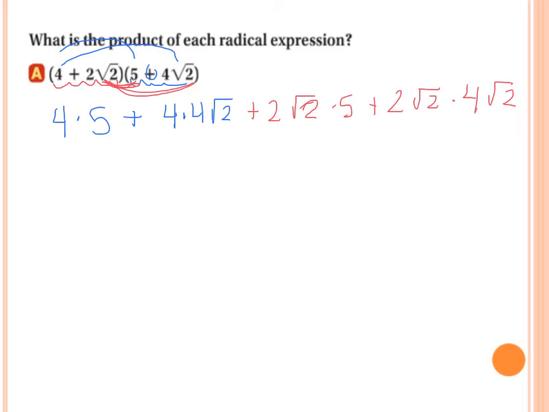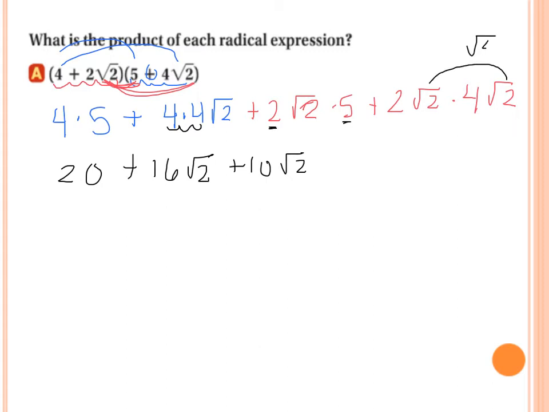So now I'm going to simplify each term. This becomes 20 plus, I can combine these like terms, so that'd be 16 square root 2. Here I can combine the 2 and the 5 because they are both outside of the root, so that becomes 10 square root 2. And then here, square root 2 times square root 2 becomes square root 4, which is 2. So this last term would be 2 times 4. This 2 comes from the square root 4, and the 2 and 4 come from the beginning. So that's going to be 16.